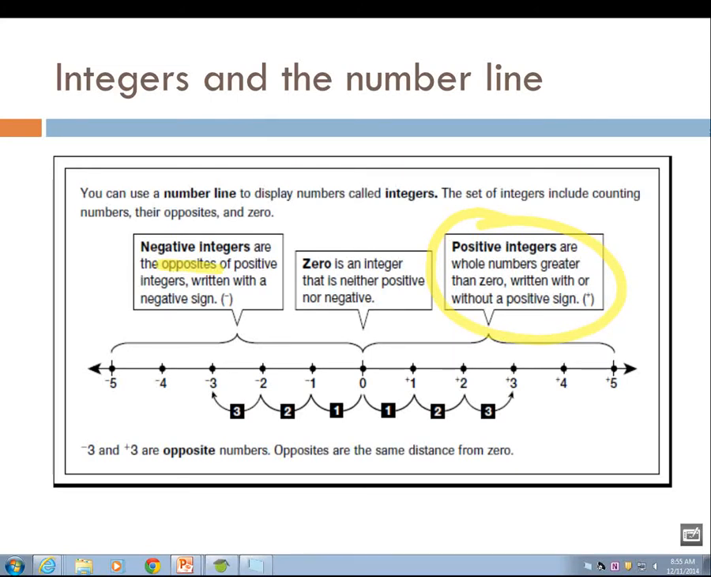So we've got those two down, and it says, you can use a number line to display numbers called integers, a set of integers that include counting numbers, their opposites, and zero. As we've got here, we've got the number zero in the middle of our number line. As you go three up, you're at positive three. From zero, when you go three down, you're at negative three. See how it's the opposite? Like a mirror image, it's the opposite of you.